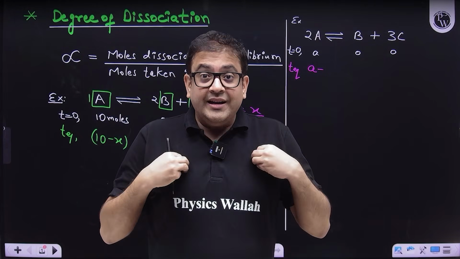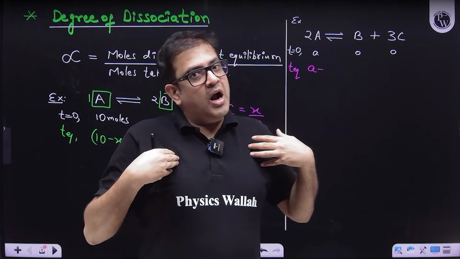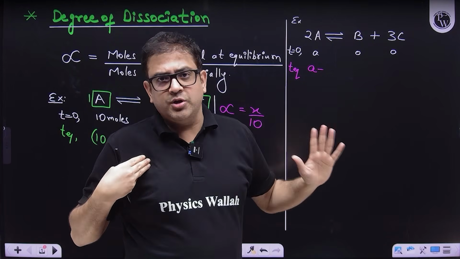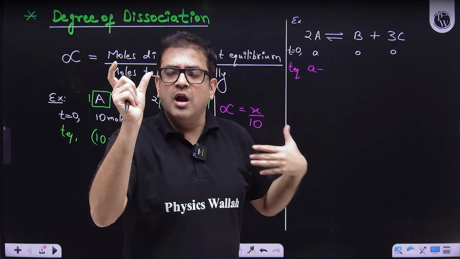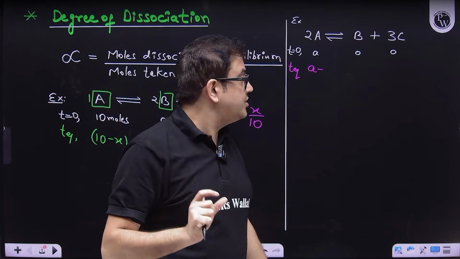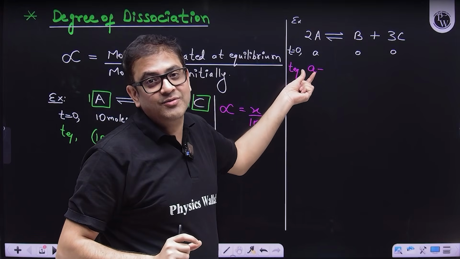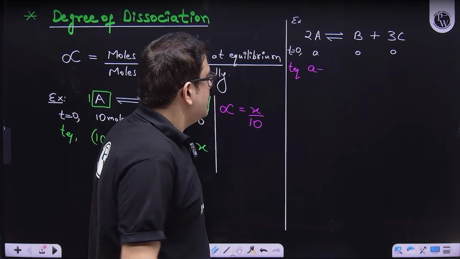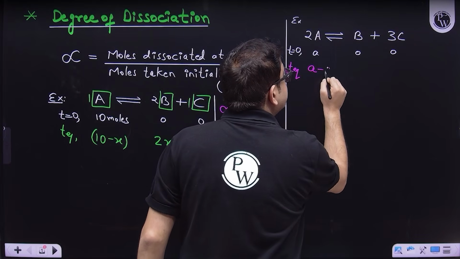So out of that A, if I have taken 100 molecules, and let's say alpha, my degree of dissociation, is 60%. So out of 100, how many? Sir, 100 into 60 upon 100, that is 60. So how do you take that percentage? You multiply that alpha with this value. You multiply that percentage upon 100 with this value. So this will be A minus A alpha.